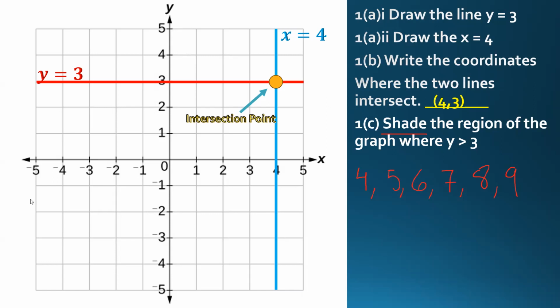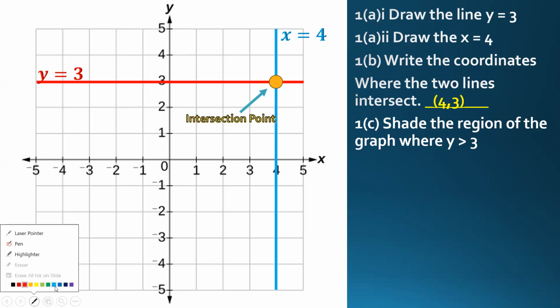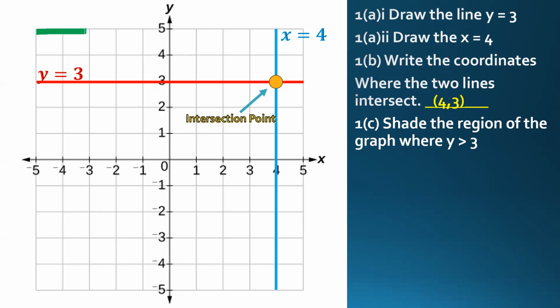And so let me clear our drawings. What can I color it with? Let's use green. So I'm going to shade in this portion, right? All of this that is above 3, I'm going to shade it in. If you have coloring pencils, you could shade it in with the coloring pencils. If you do not, then you just have to use a regular pencil.